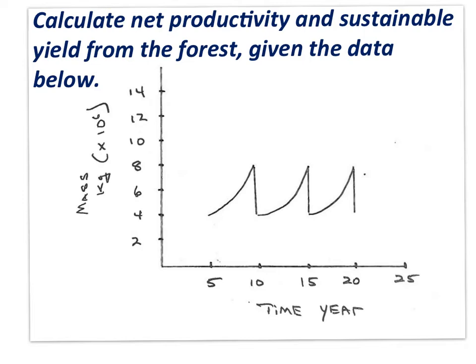Calculate net productivity and sustainable yield from the forest given the data below. You can stop the movie now or follow along with me. At year 10, the mass of the forest is 8 times 10 to the 6th. 5 years earlier, the mass of the forest was 4 times 10 to the 6th.